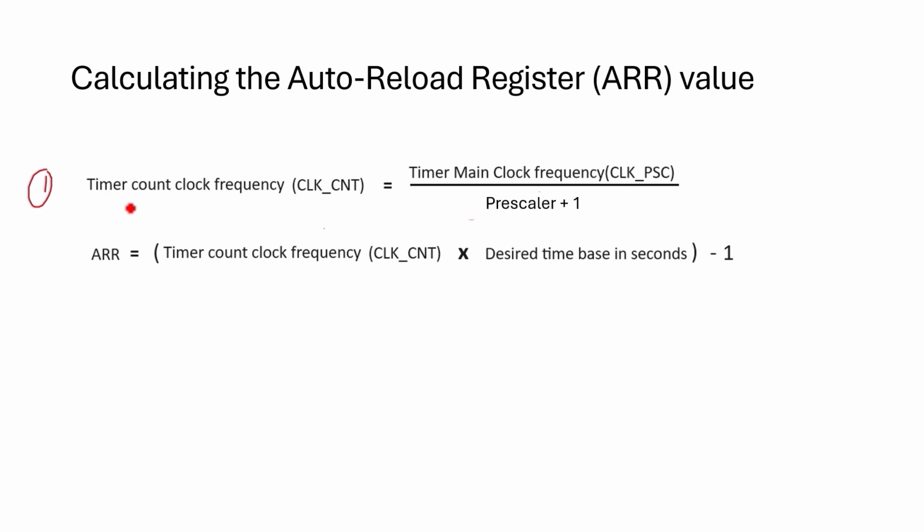First, you have to calculate what is the count clock frequency of the timer. That is denoted by clock_count. This is the clock pulse using which the counter up-counts, and that is derived by slowing down the main clock frequency applied to the timer. The prescaler is used to slow down this clock. That's a divider. The prescaler value is set to 0 by default in the STM32 microcontroller. That means the divider is by default 1. That means by default clock count is equal to main clock frequency.